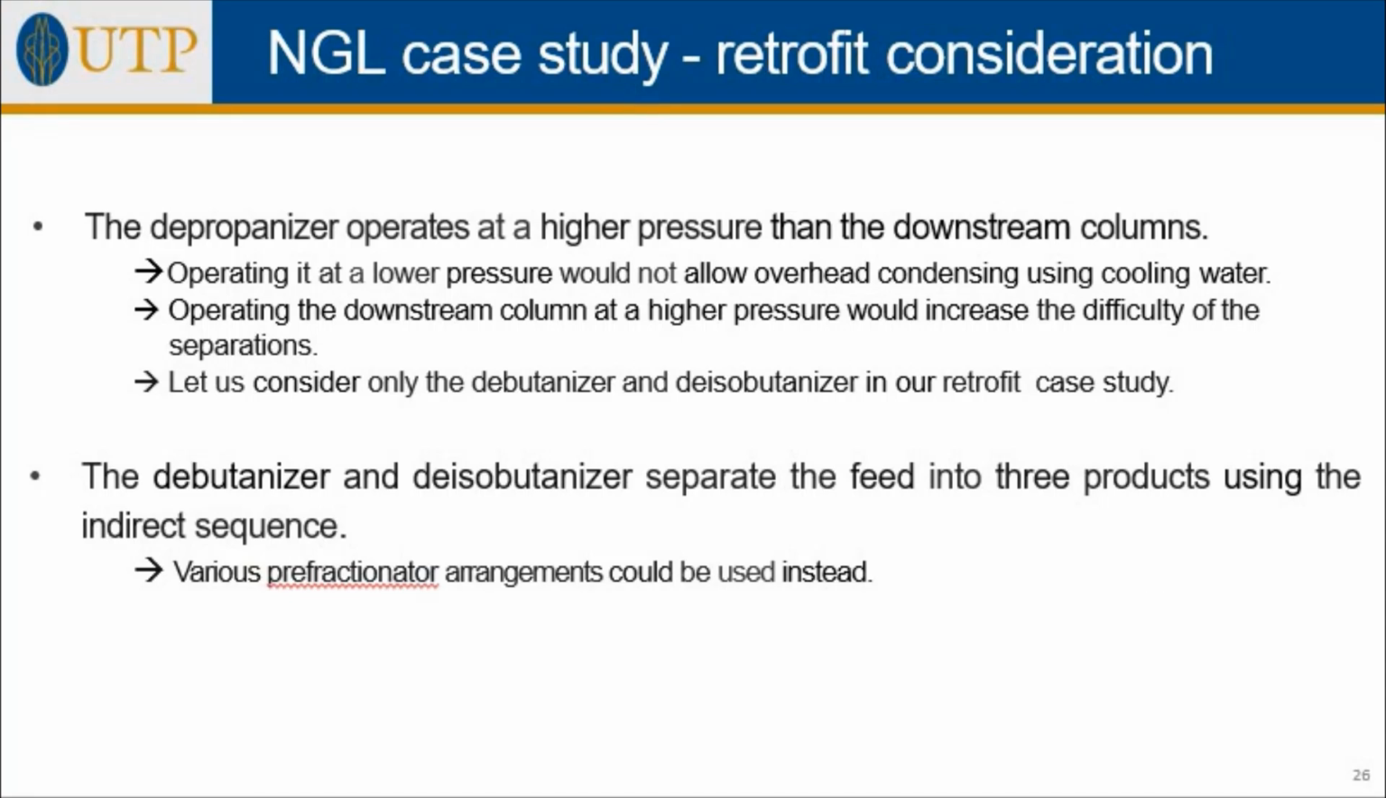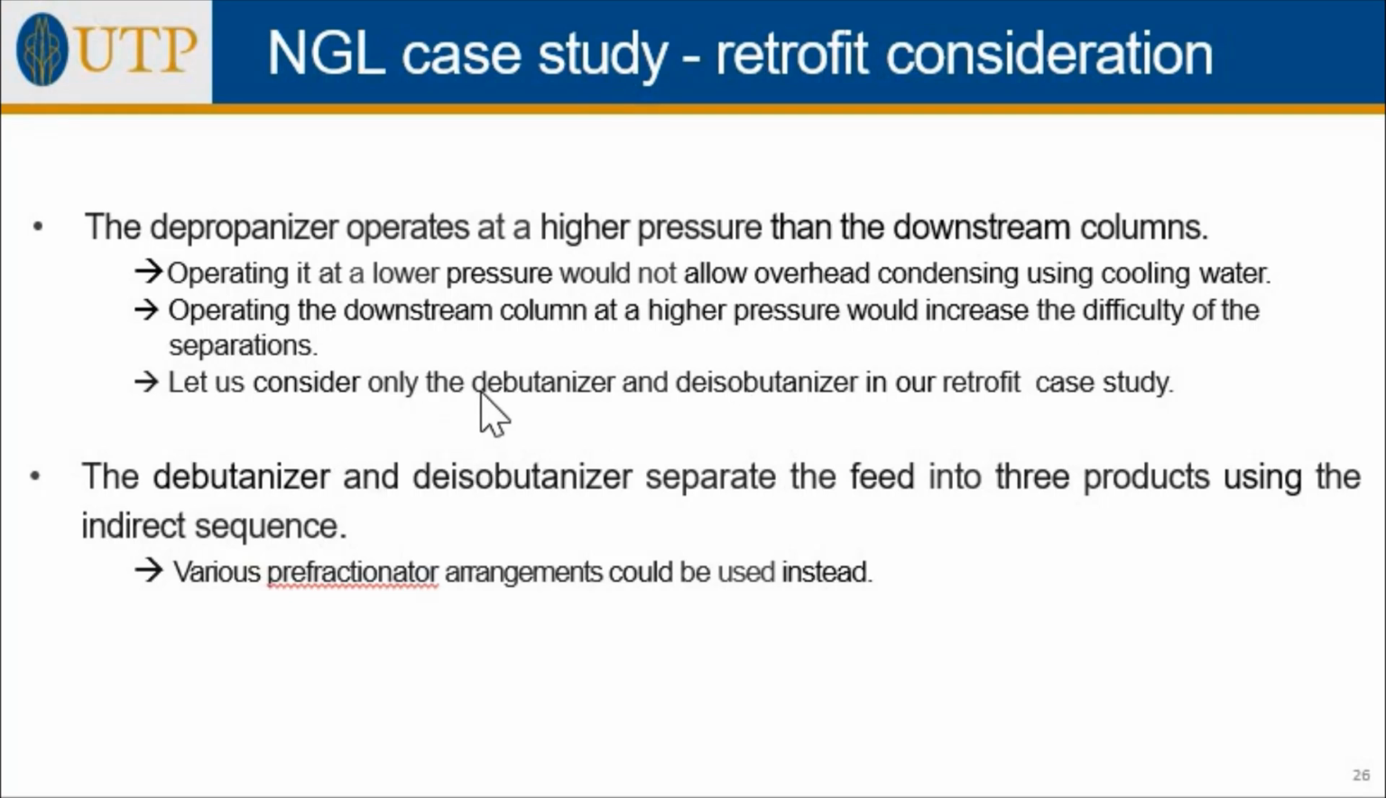Here are some considerations on the retrofit. The first one is that the depropanizer operates at a higher pressure than the downstream columns, as shown in the previous slide. Operating it at a lower pressure would not allow overhead condensing using cooling water. On the other hand, operating the downstream column at a higher pressure would increase the difficulty of the separations.